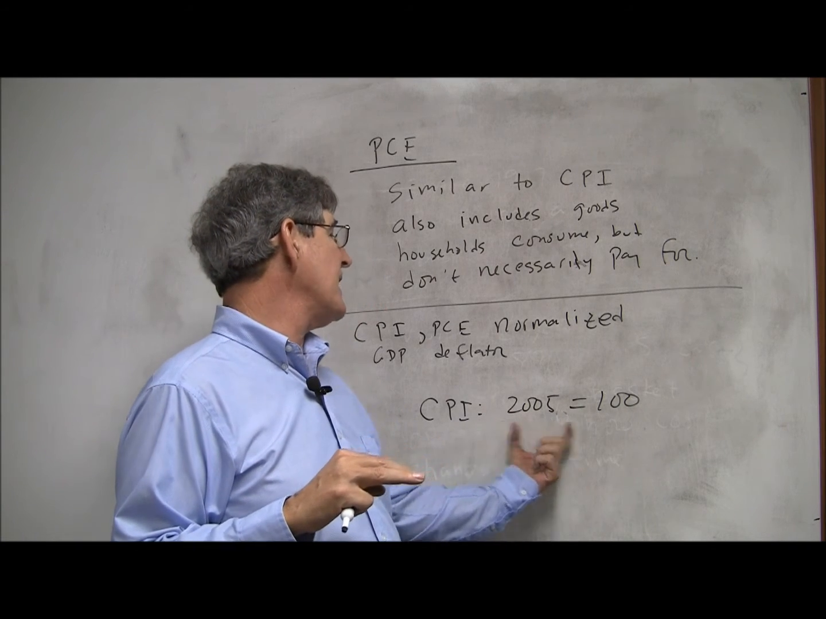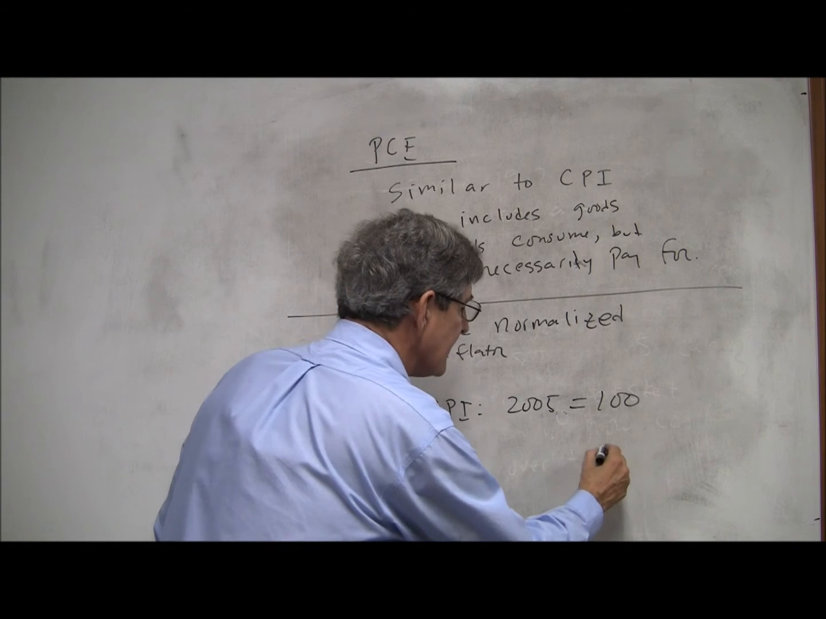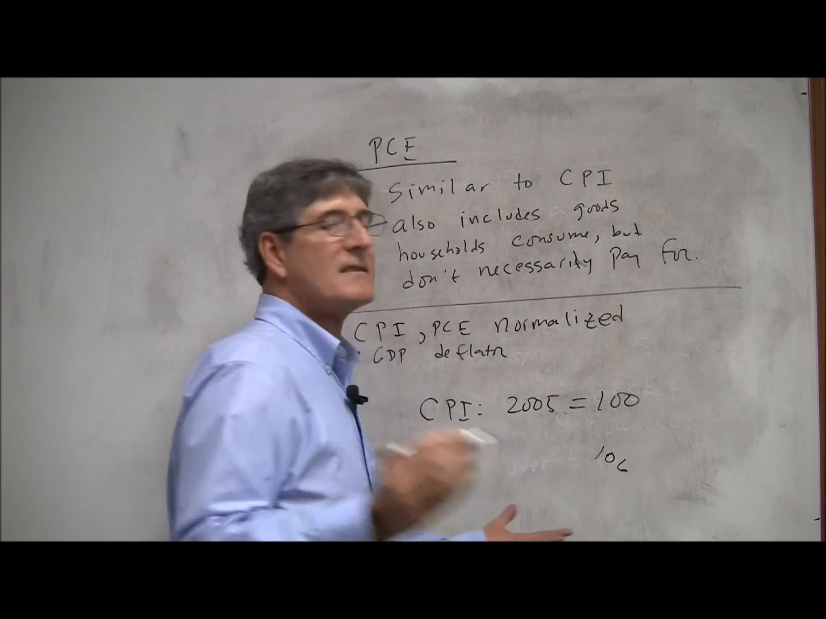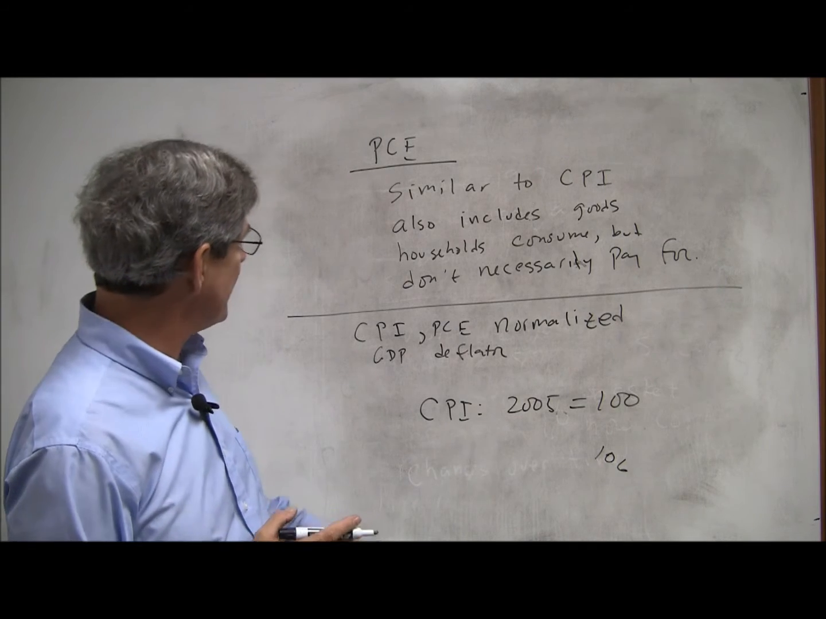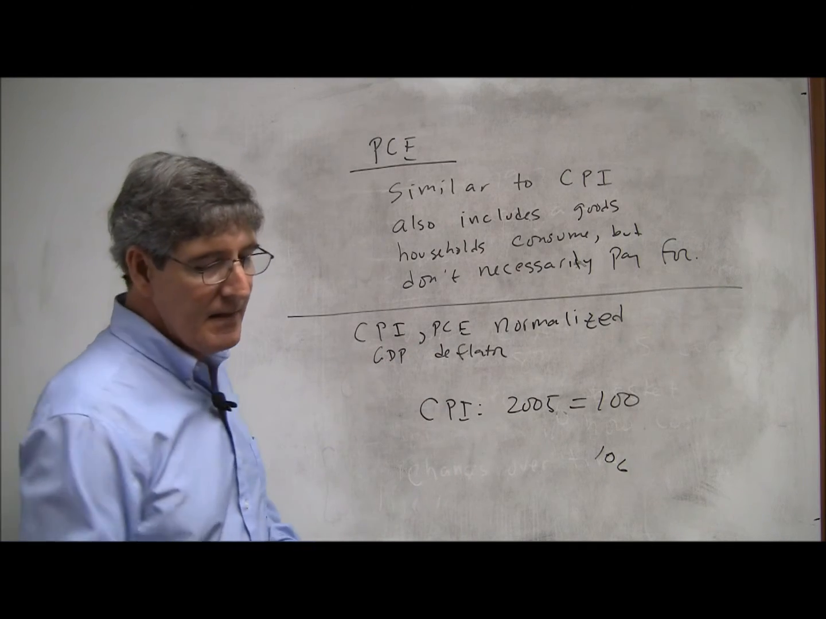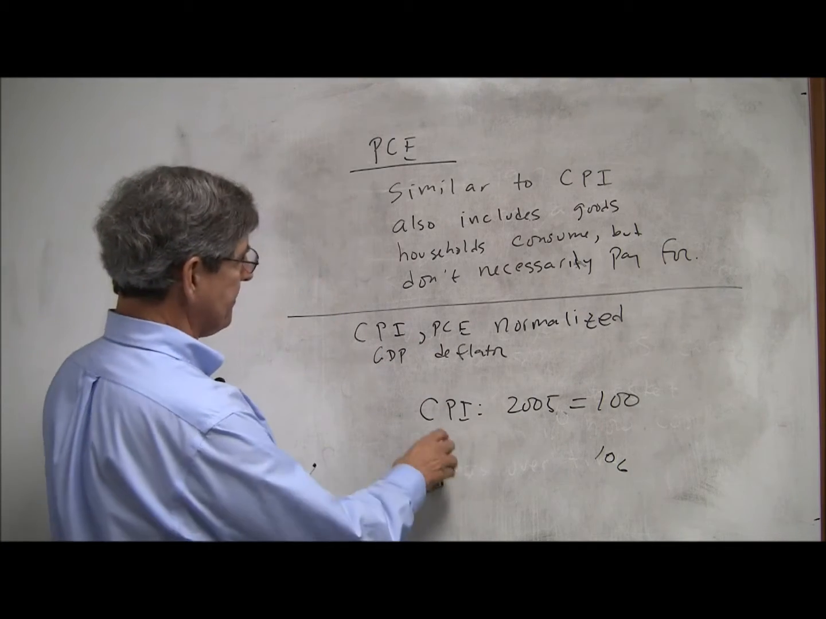So if in 2006, the same basket cost $106, that's 6% inflation. It just makes it a lot easier to calculate the inflation rate. So when you actually look at these data, they're normalized in that way. Okay.